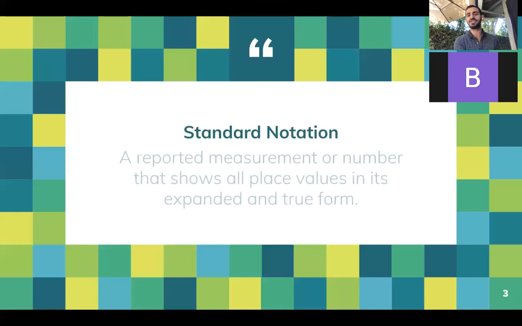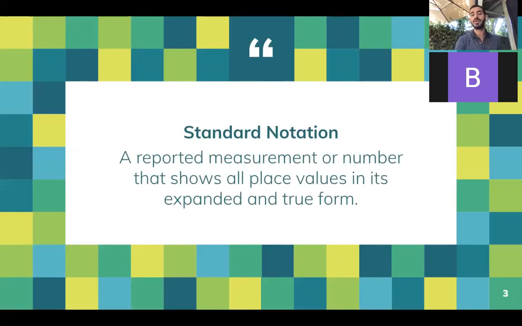And again, standard notation is just a reported measurement or number that shows all place values in its expanded and true form. So if you are dealing with a number that is in the millions, if you write it out with commas, how we normally write out numbers, that is standard notation. Or if your number is really small and it has decimals like 0.00000000001, that is standard notation. But sometimes that takes a long time to write out. And especially if you're putting something into your calculator, it's really easy to make mistakes.